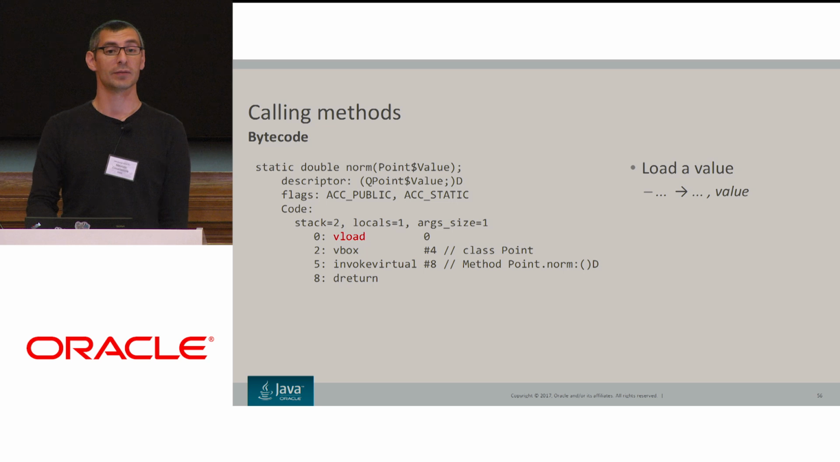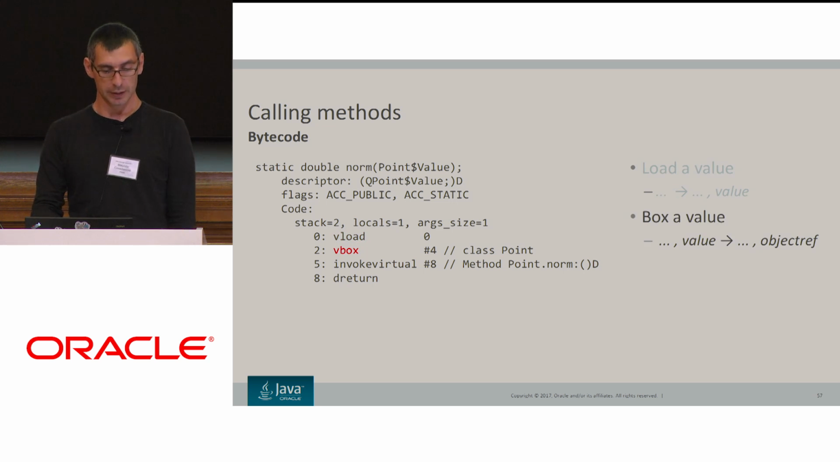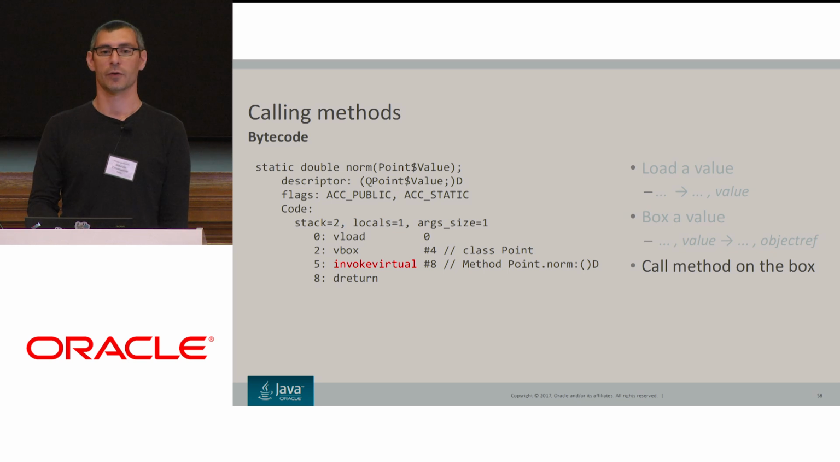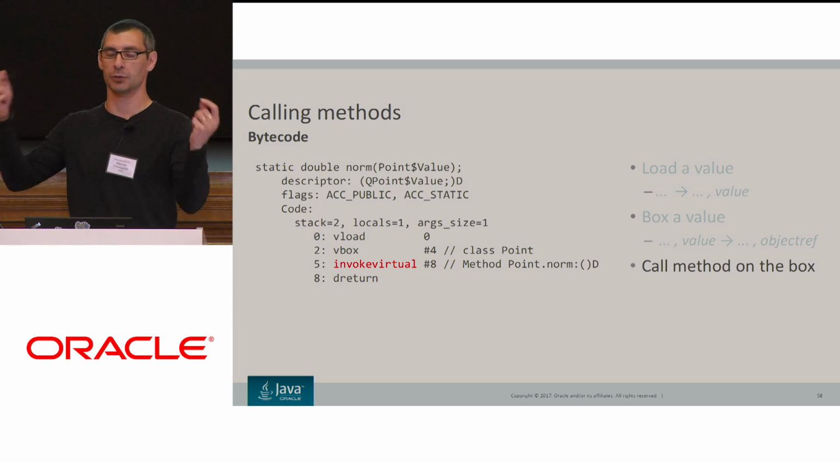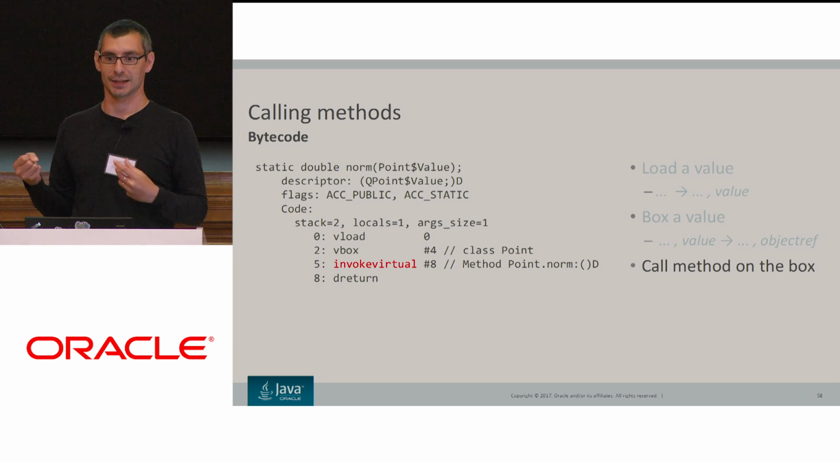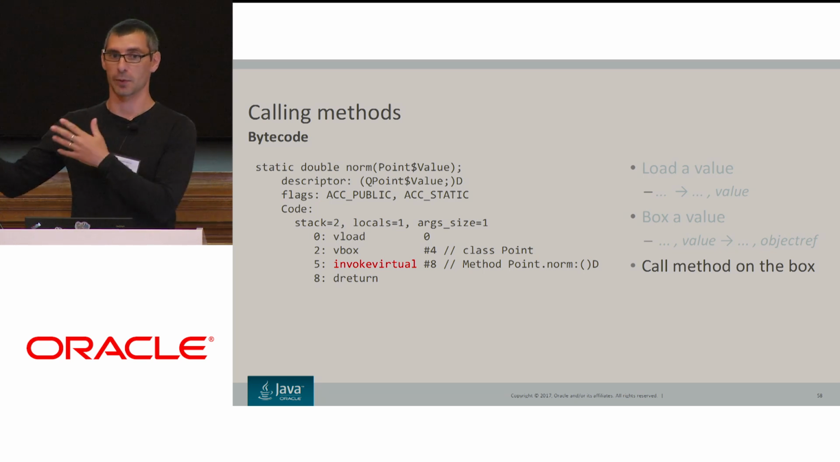You first load the value using vload, then you do vbox, and then you just do an invokevirtual, and that just works. I'm not showing the code with method handles because it's just silly: with method handles, the vbox happens transparently, so you just need to retrieve the method handle that does the call that you want, you just pass the value, and the boxing will happen.